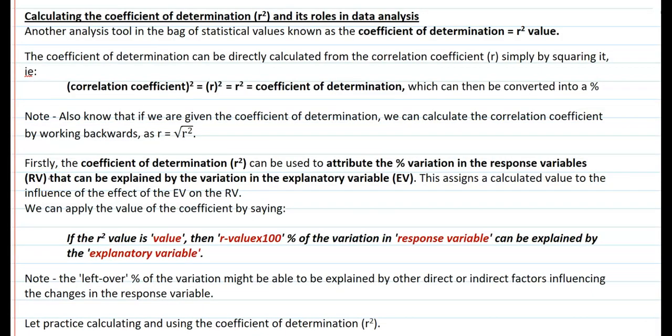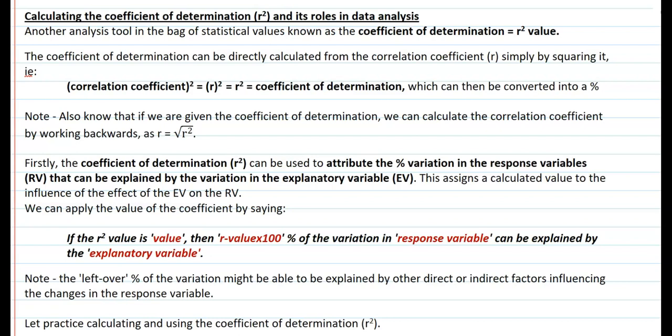The coefficient of determination, or R-squared value, is simply just another analysis tool we can use in our bag of statistical values. It's easily calculated if you have the correlation coefficient because you simply square it and you end up with the coefficient of determination. Often we then convert it to a percentage by multiplying that decimal value by 100%, and that gives us a value that we can use to attribute a percentage of the variation we see in the response variable that can be explained by the variation in the explanatory variable.